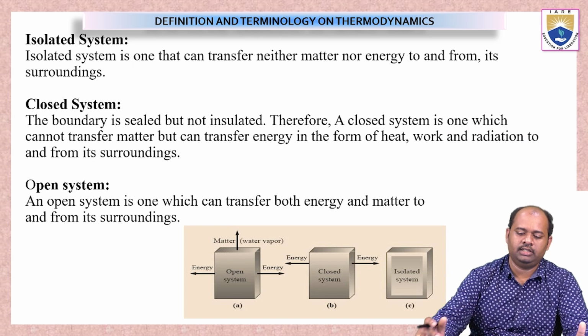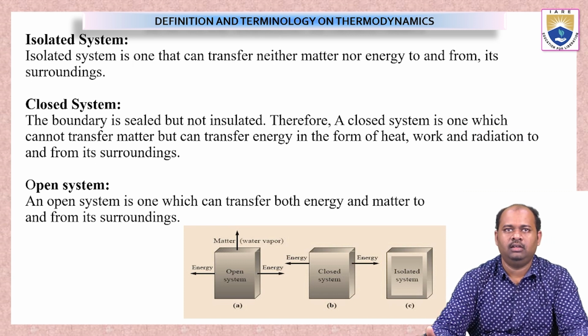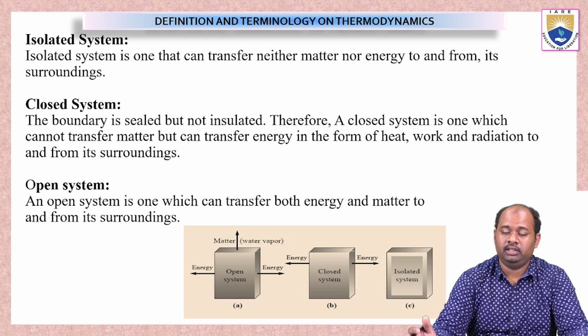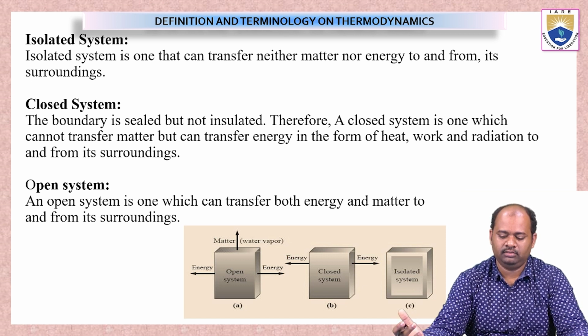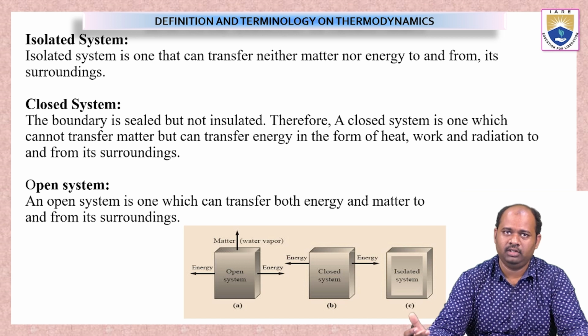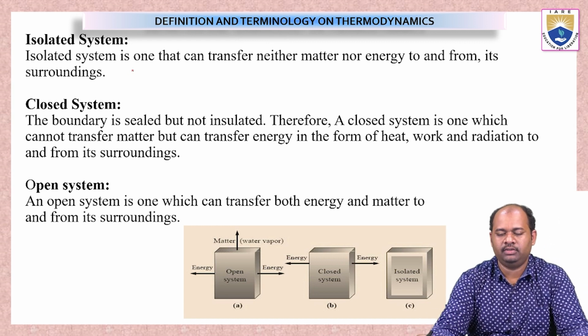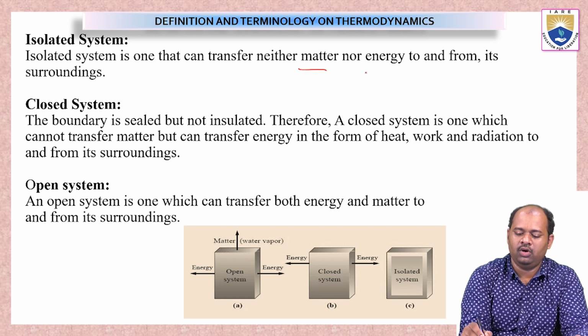Now we'll go to the next definitions that are related to system. So far we have seen a system. There are different types of systems, that is isolated system, closed system and open system. Now we'll see what is an isolated system. An isolated system is one that can transfer neither matter nor energy.